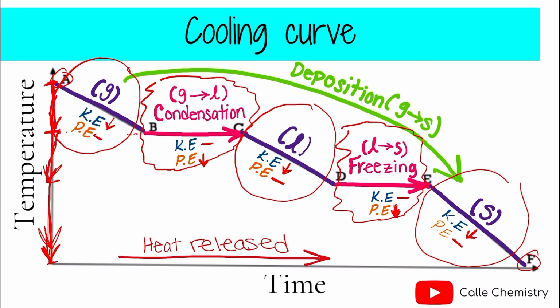Overall, the energy of this cooling curve is decreasing, so we can say that the heat is being released throughout this process. And now we have a phase change that is called deposition. That is when the gas becomes a solid.